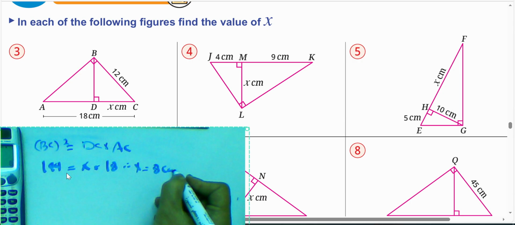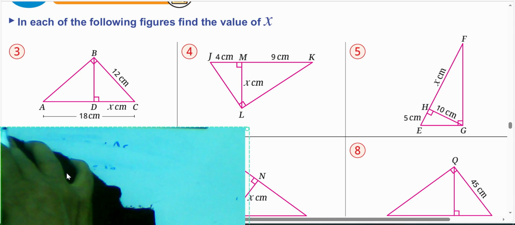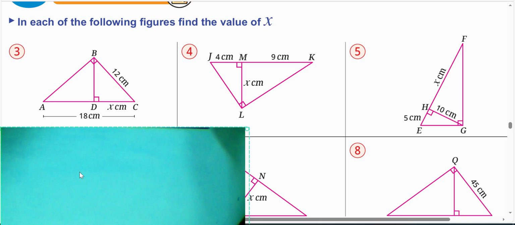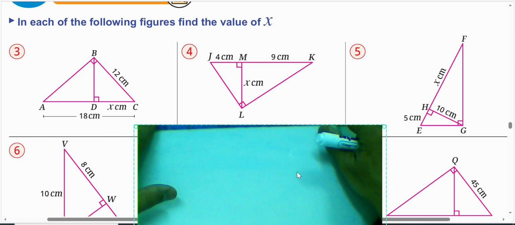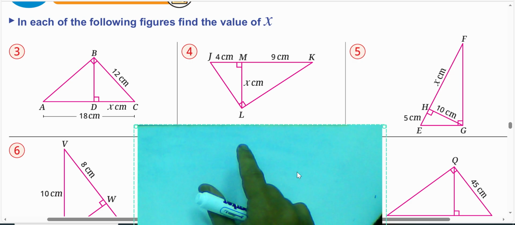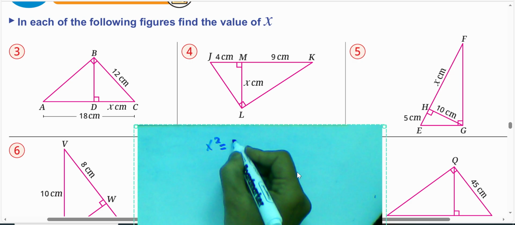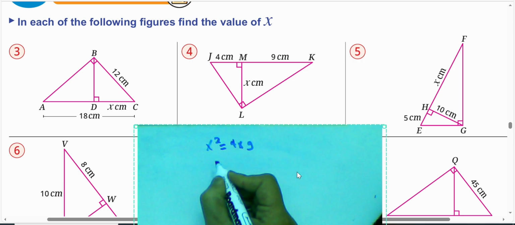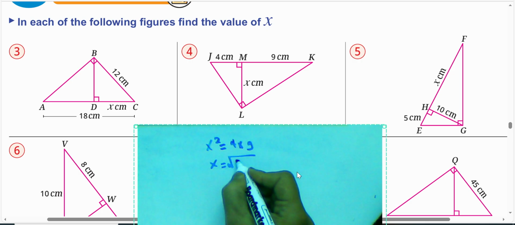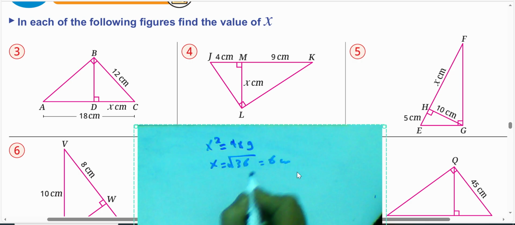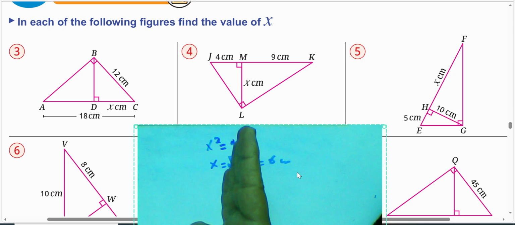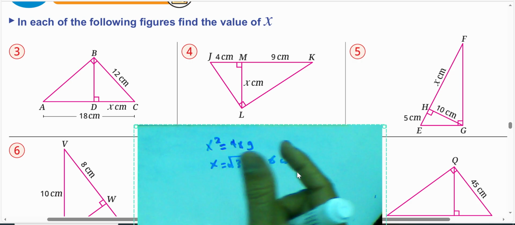Then x will be 8 centimeter. Next question. We can find here x power 2 equal 4 product by 9. Then x equals square root 4 times 9, 36. The result will be 6 centimeter. x power 2 equal projection 1 times projection 2.